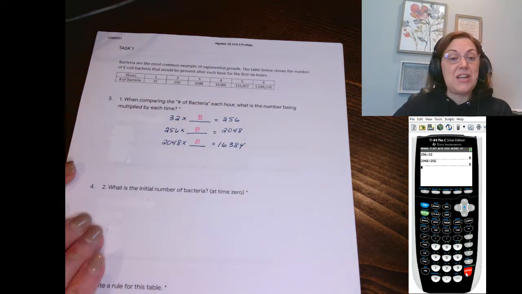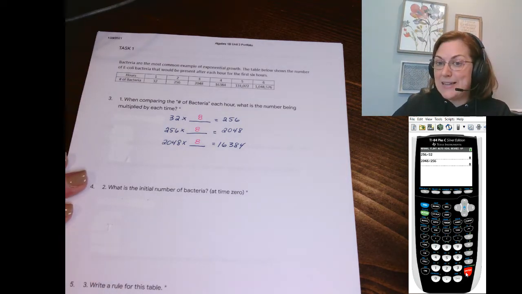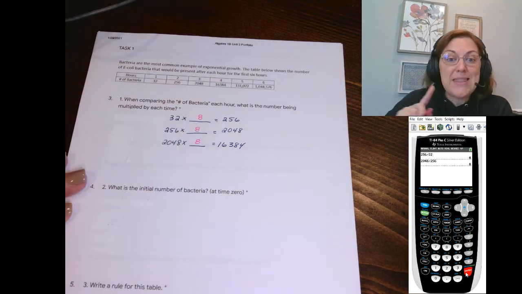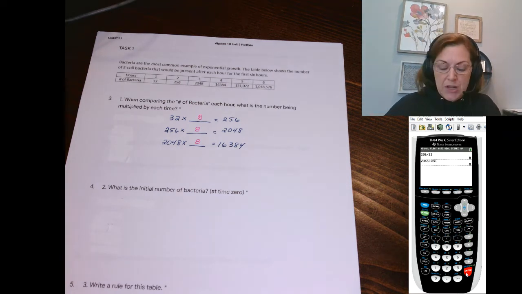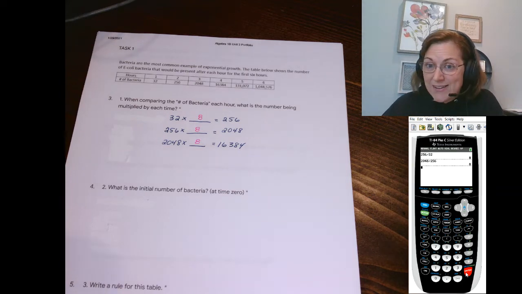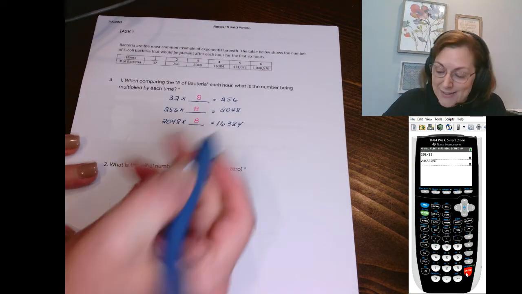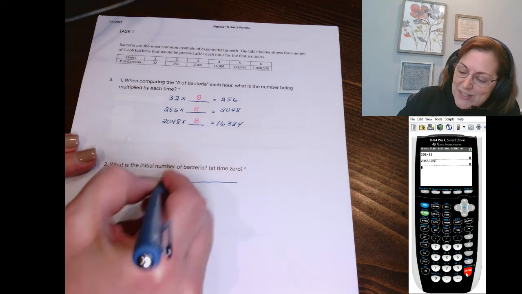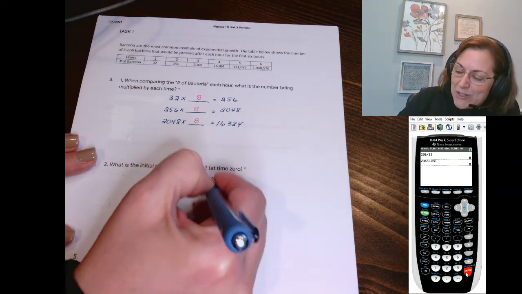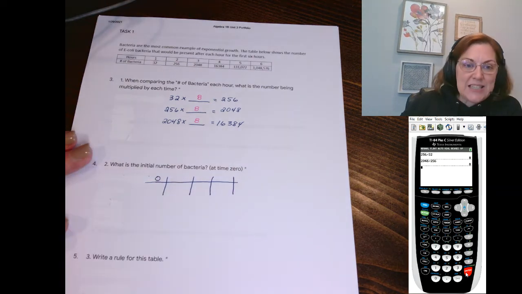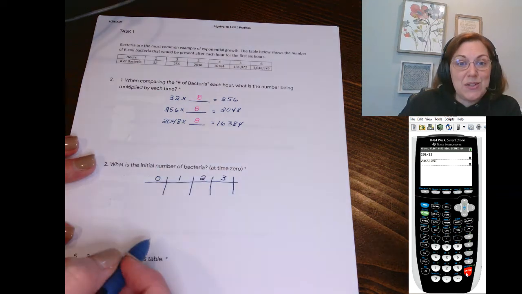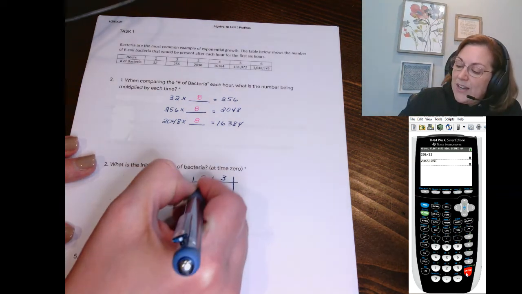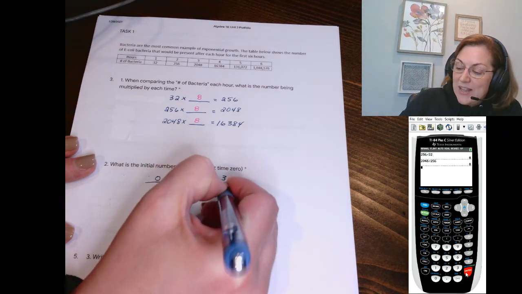Now, number two then says, okay, what is the initial amount of bacteria? And I know I want to say 32, but this is not asking for after 1 hour. It's asking for time 0. So, my friends, my chart doesn't start at time 0, but I'm going to make it. So, bear with me here. I'm going to just add a little extra space to our chart. See, I'm going to add time t equals 0. And I already know time 1, 2, and 3. That's 32 and 256 and 2048.